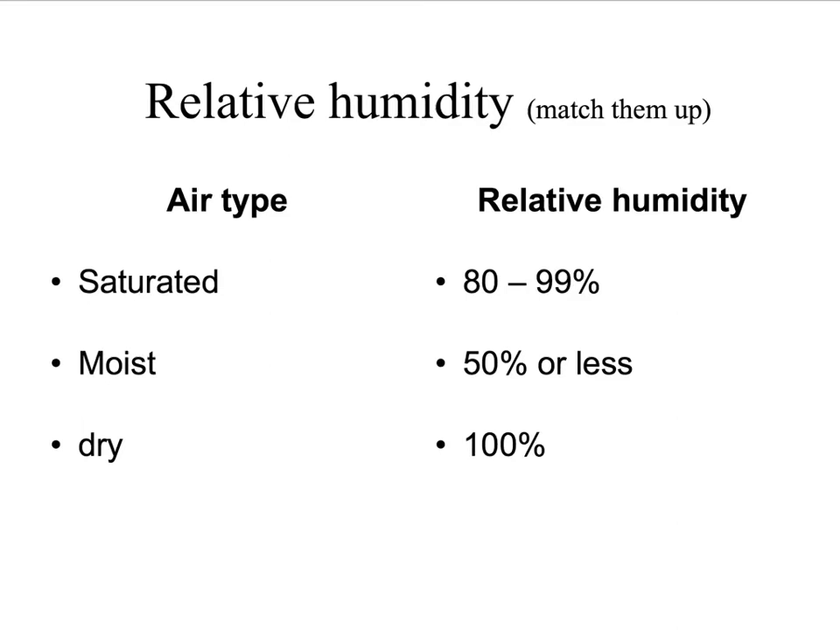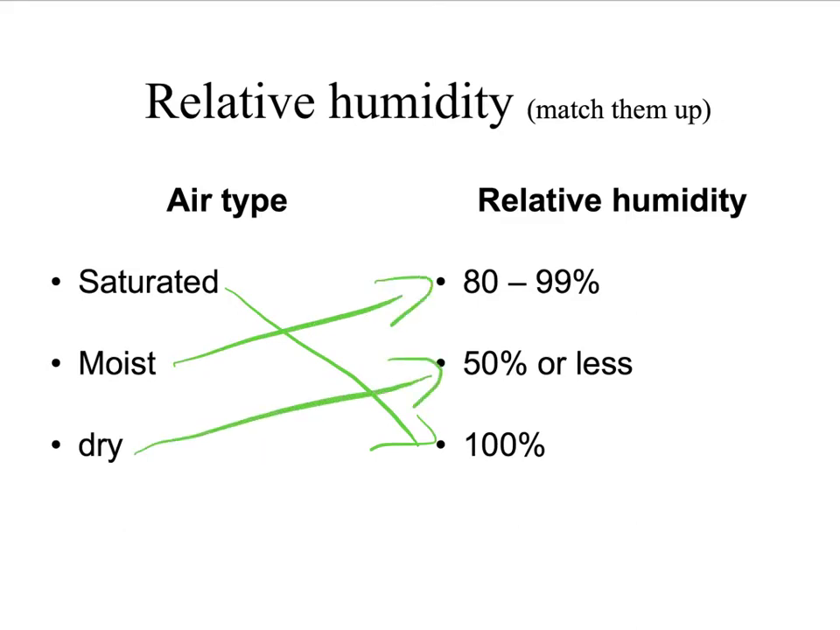How do the percentages work? Well, there's this little activity which I'll probably do for you, but you can probably do quite easily. Saturated air is 100% relative humidity, whereas moist is more like 80 to 99%, and dry is 50% or less. I'm doing this on a quite cool anticyclonic day, and I can tell you it's 44% today.